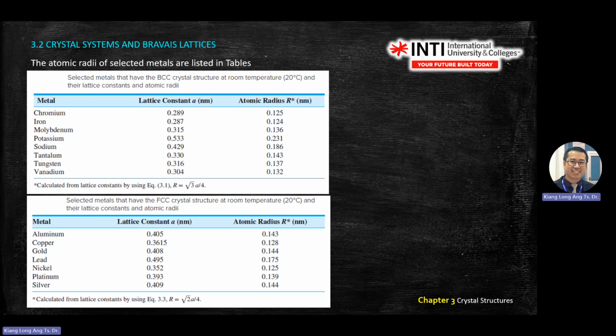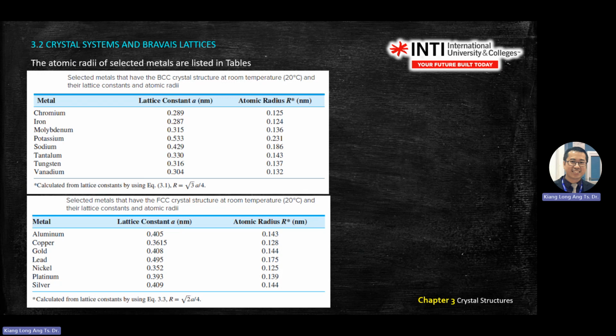So for example, chromium, lattice constant a. What is lattice constant a? This is lattice constant a. Atomic radius is the sphere radius. For example, chromium: the lattice has this, and the atomic radius is this. The question will be very simple: if chromium is given, how many chromium atoms can you fit in one unit cell?